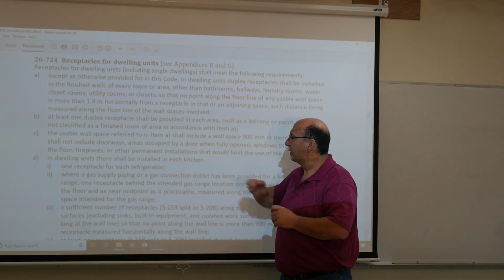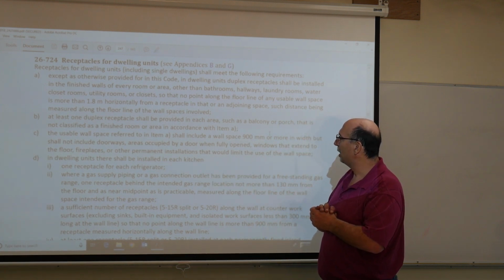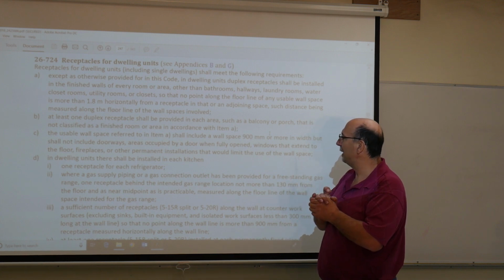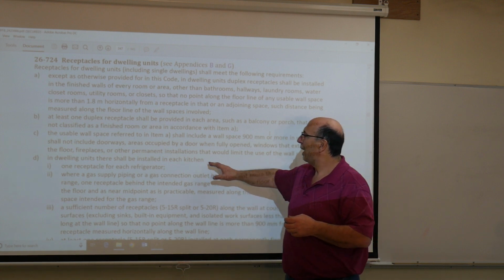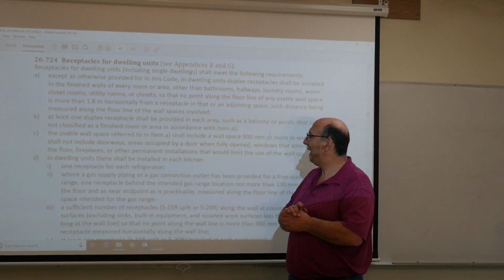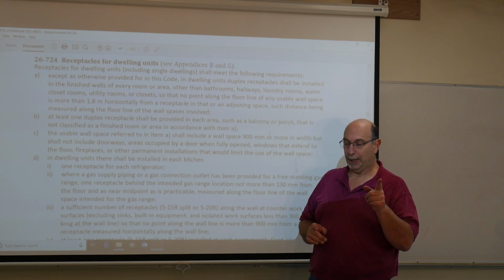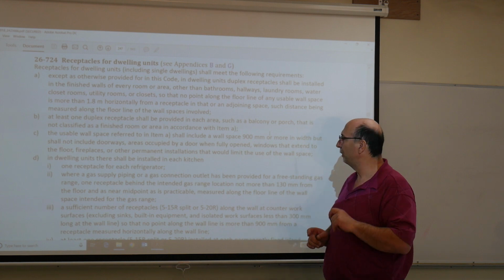In dwelling units, this is where people struggle and have some challenges because dwelling units will take up a lot of circuits here. So in dwelling units, there shall be installed in each kitchen one receptacle for each refrigerator. So if you happen to have 2 refrigerators, you need 2 receptacles.